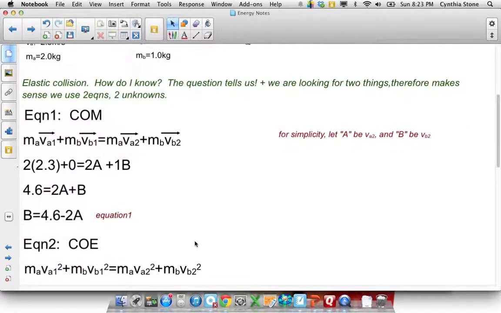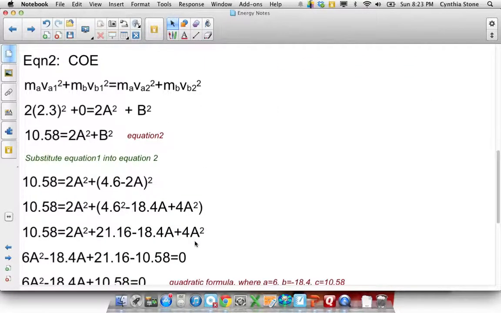Okay, now I have a second equation when I deal with an elastic collision, and that's energy. Take the same things. Here's the equation. Again, the initial energy of B is 0 because VB1 is 0, right? So I take 2 times the initial speed.